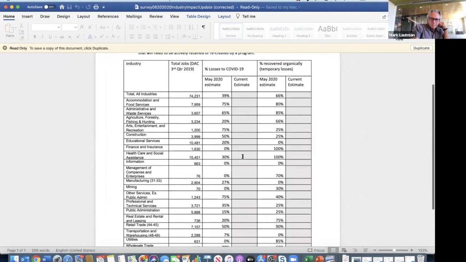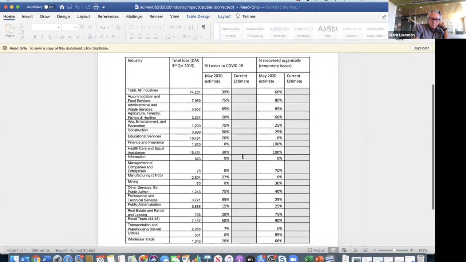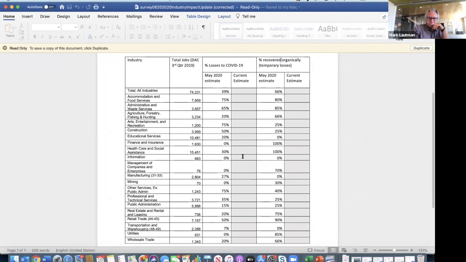So it provides us with some information on, let's say, accommodation and food service. Last month, or May, they said 75%. Maybe this quarter they're saying, well, we're looking at the environment being a little bit better right now. We're judging that 60% will be lost, but the organic recovery is going to be a lot slower. Maybe it's 60 or 70% there. This allows us to adjust the information and actually turn it into an index going forward.